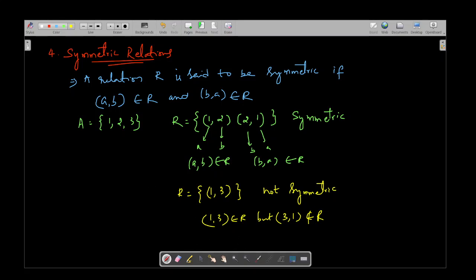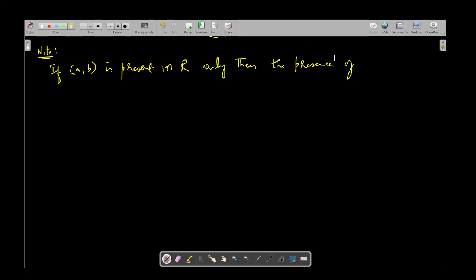One thing we have to note here, take it as a note: if (A, B) is present in R, only then the presence of (B, A) matters to determine whether R is symmetric or not.